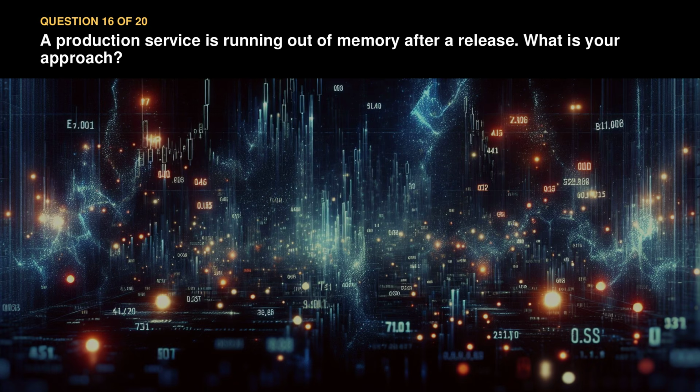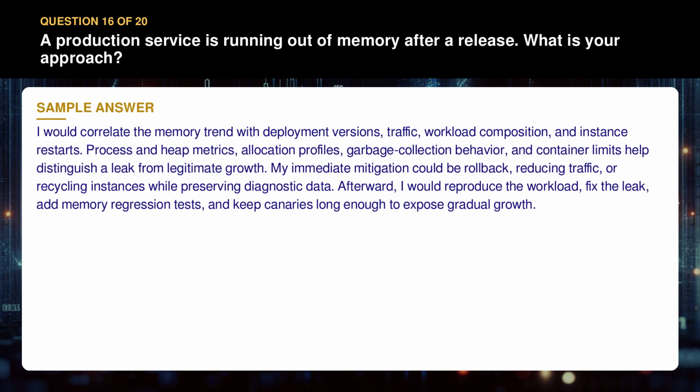Question 16. A production service is running out of memory after a release. What is your approach? I would correlate the memory trend with deployment versions, traffic, workload composition, and instance restarts. Process and heap metrics, allocation profiles, garbage collection behavior, and container limits help distinguish a leak from legitimate growth. My immediate mitigation could be rollback, reducing traffic, or recycling instances while preserving diagnostic data.